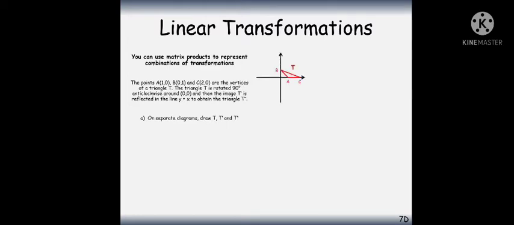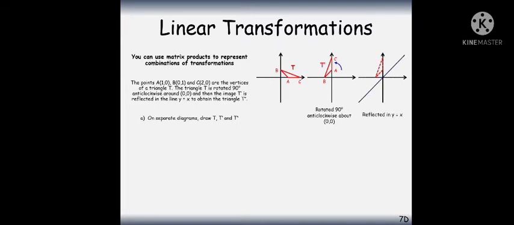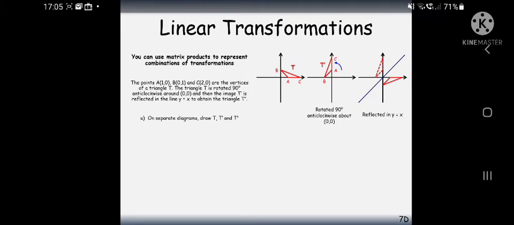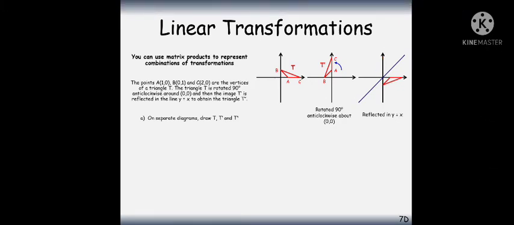So there we go. Rotated 90 degrees about the origin, so I'll move to there, moving the x points. Then T double prime is reflected in y equals x, so reflecting that will give you that. So that should be part A.